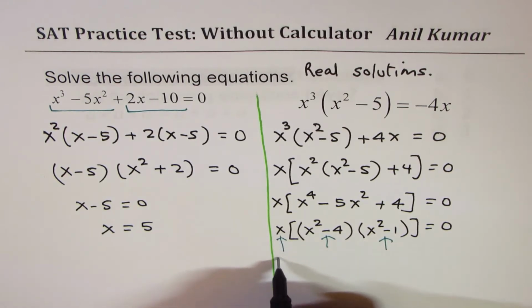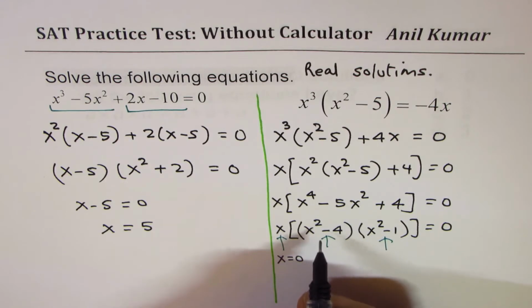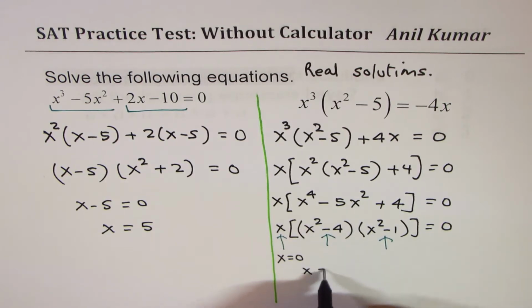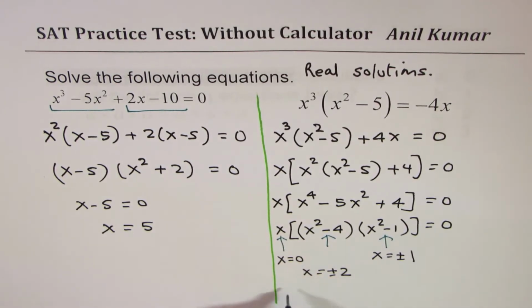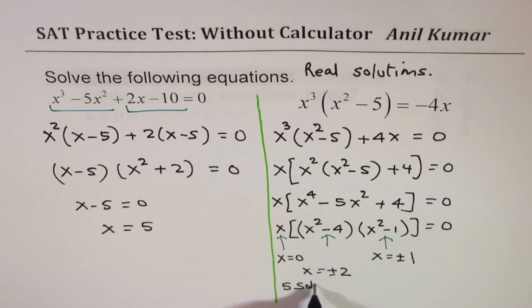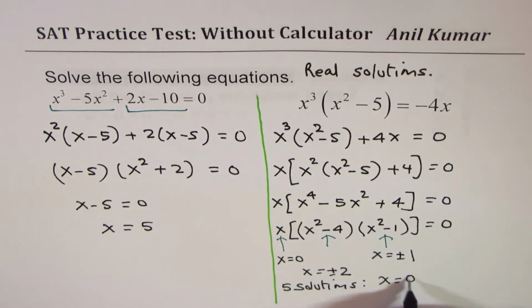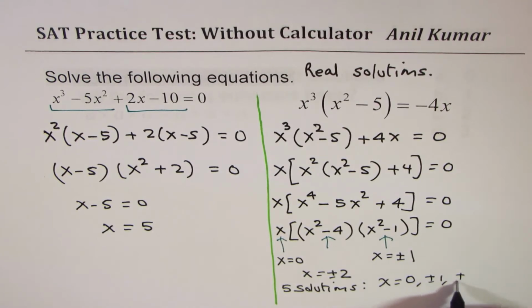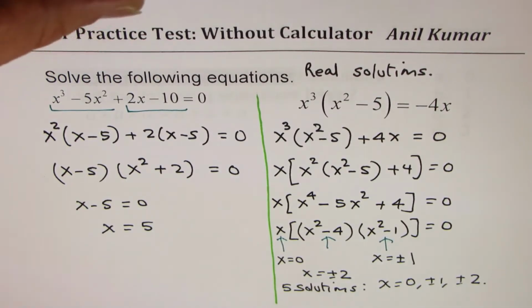So let's write them down one by one. Now because of this, we have x equals 0. Now because of this factor, you can equate it to 0. We get x equals plus minus 2. And here we get x equals plus minus 1. So we have 5 solutions: x equals 0, plus minus 1, and plus minus 2. Right? So that is very important to understand.